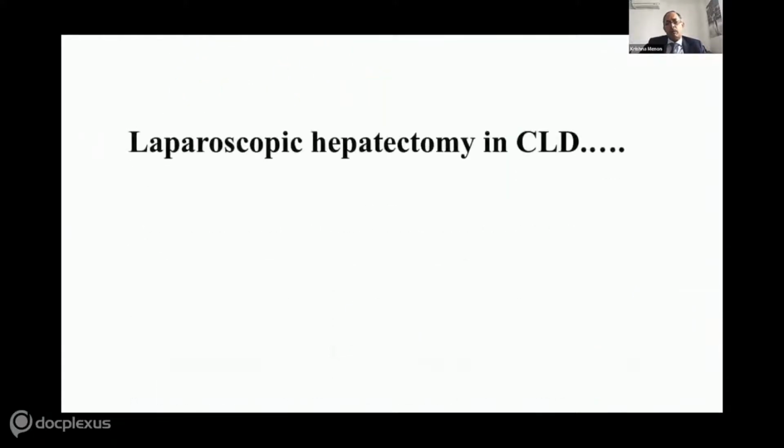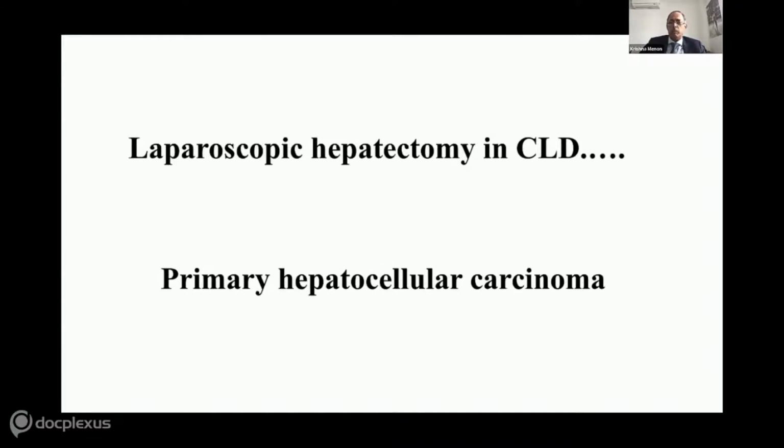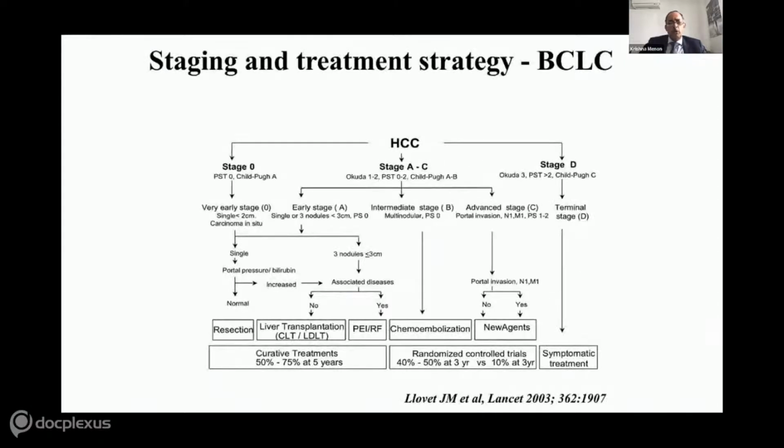When you talk about laparoscopic hepatectomy in chronic liver disease, essentially what you're talking about is laparoscopic hepatectomy for primary hepatocellular carcinoma. And when you talk about primary hepatocellular carcinoma, most of us follow the BCLC staging. When you talk about resection, you're talking about very early stage or early stage HCCs. And this is the seminal paper that came out from Llovet and his colleagues in the Lancet.